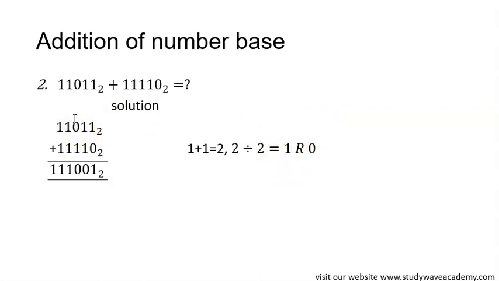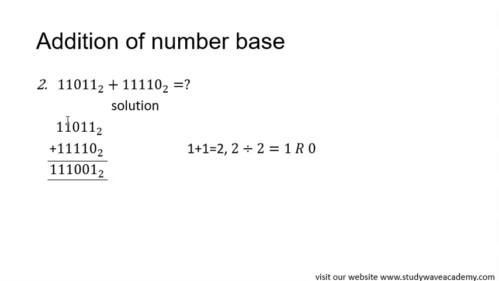Now we have 1 on top of 0. 1 plus 0 is 1, plus 1 is 2. So 2 is going to be divided by the base again, which is 2. So 2 divided by 2 is 1 remainder 0. You write 0 and carry over 1. Do you understand?